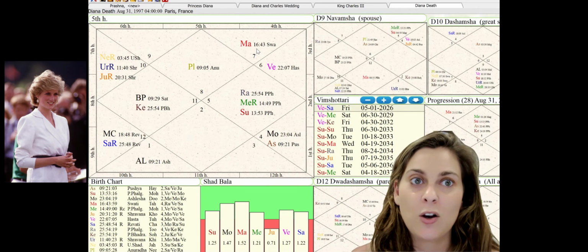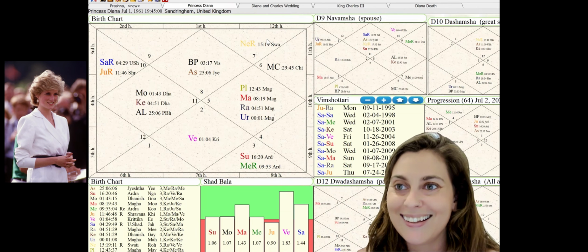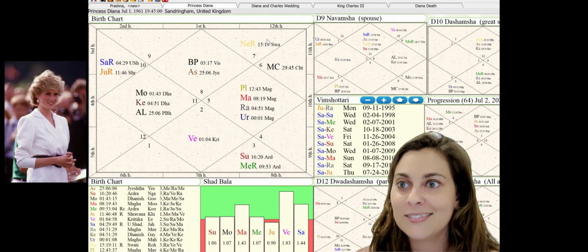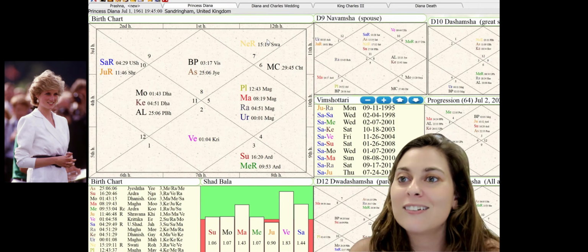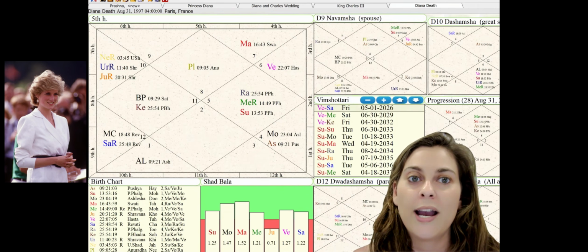Mars was transiting almost to the degree her natal Neptune in her 12th house of endings, of death. Mars is her Lagnesha. She's ruled by Mars. Neptune, and Mars went right over her natal Neptune.